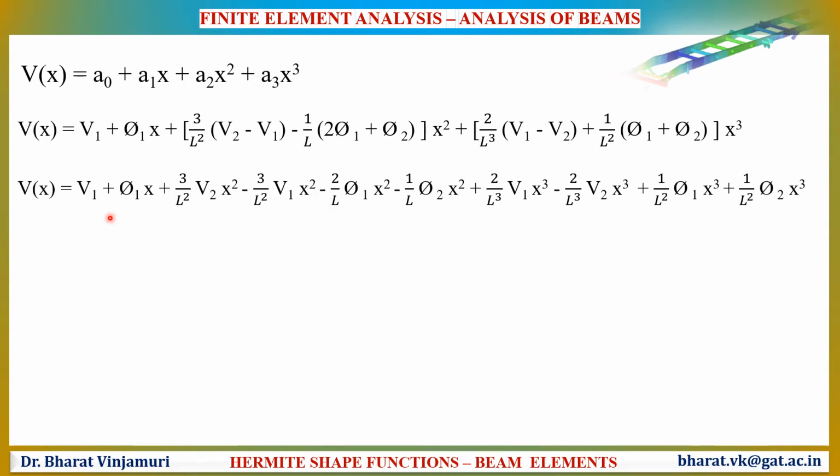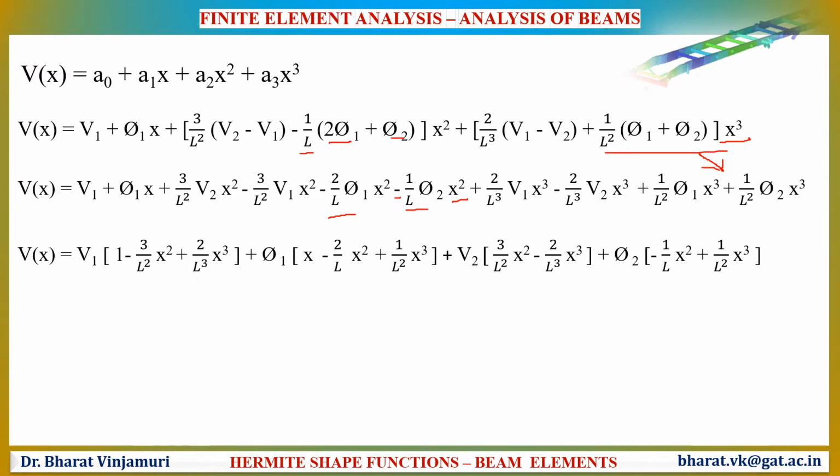v of x is equal to v1 plus phi 1 x. Here the values are multiplied: 3 by L square v2 into x square term, minus 3 by L square v1 multiplied by the x square term, minus 2 phi 1 into 1 by L, that is what we have obtained here, plus phi 2 into 1 by L. Since we have got minus into plus, this will be minus multiplied by x square, plus 2 by L cube v1 x cube, minus 2 by L cube v2 into x cube. Similarly, this term has been multiplied here.